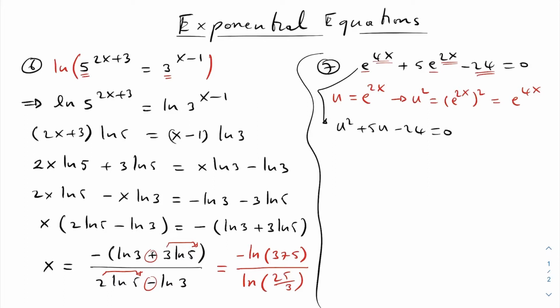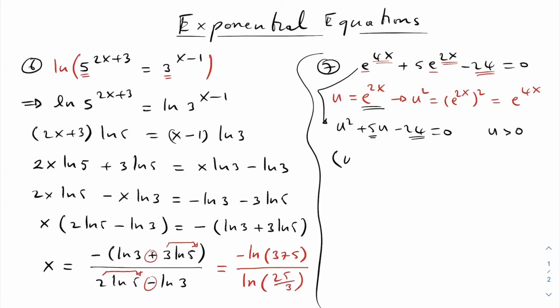Of course, keeping in mind here that u should always be positive because u is an exponential function. And as we learned before, exponential functions sit completely above the x-axis. Okay, so with this, you can see here now that we have a quadratic equation. And so now we have to look for two numbers that are adding up to 5 and multiplying to negative 24. And so those two numbers are going to be 8 and negative 3.